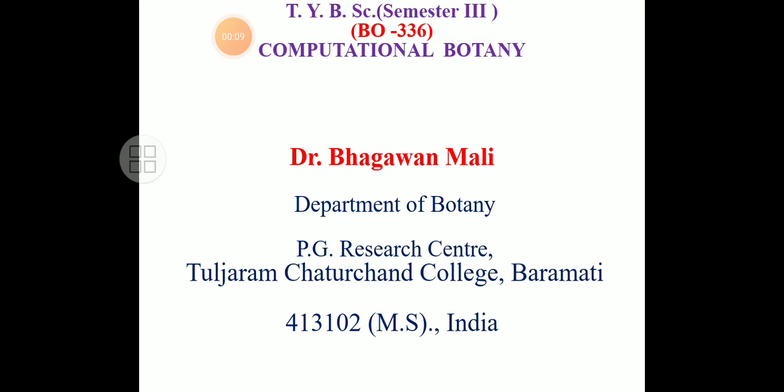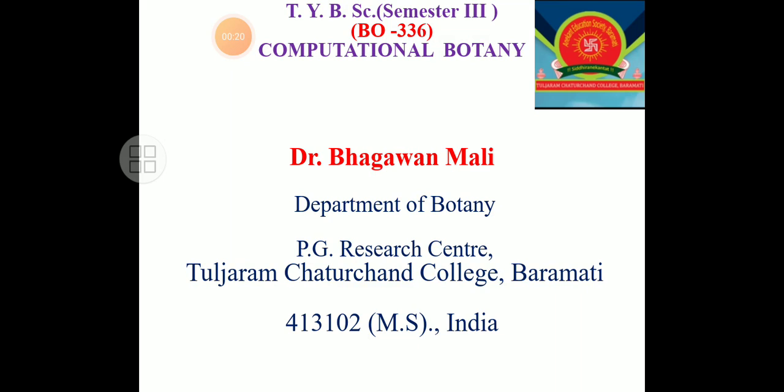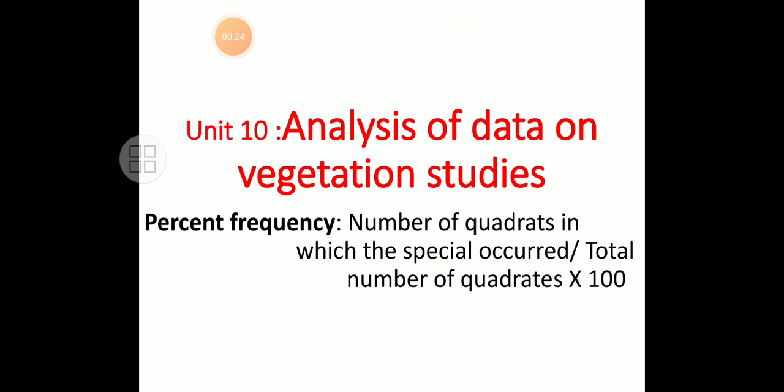As you know, from semester 3 the computational botany paper, that is the sixth paper, is being taught to you by me. Today we are going to learn unit 3, analysis of data on vegetation studies.